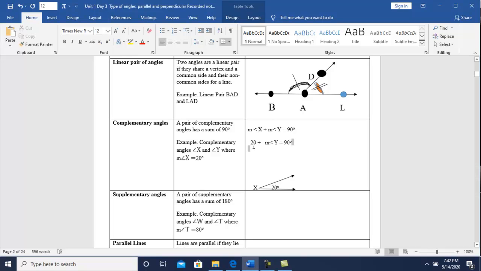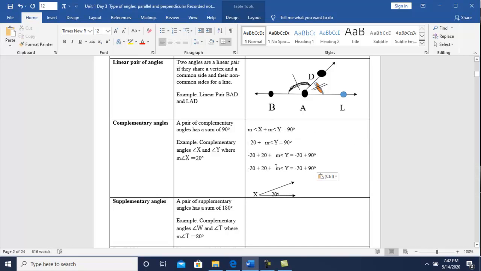So to figure that out, we're going to have to add a negative 20 to both sides. So negative 20 plus 20, those are going to cancel each other out. And then on the right side, we'll have to take negative 20 plus 90. So we calculate that. The 20s go away. And negative 20 plus 90 is going to be 70. So that's what Y has got to be, 70 degrees.